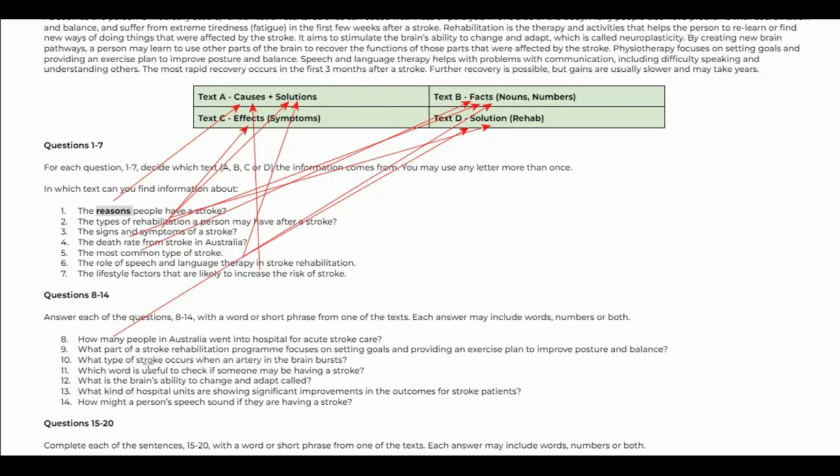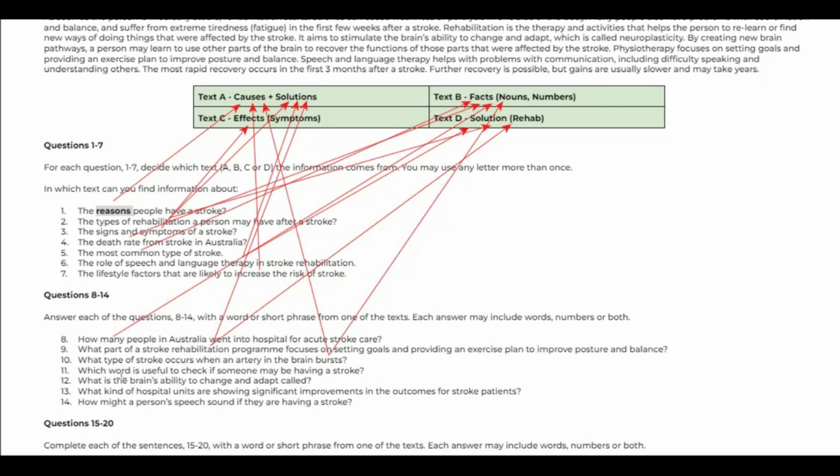What part of a stroke rehabilitation program focuses on rehabilitation? That is the solution area, rehabilitation. Solution is also found in this area, but less likely. Going to the 10th one, what type of stroke occurs when an artery in the brain bursts? There is a cause. Artery in the brain bursting is a cause. So where is the cause? Here. But at the same time, in the fact area also, you may find the same answer, but more chances for text A, that is the causes area.